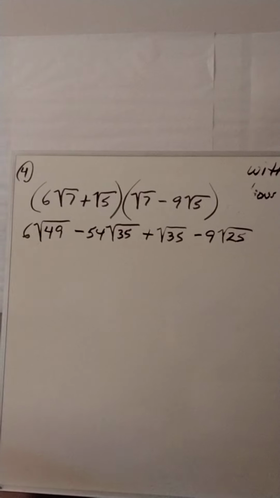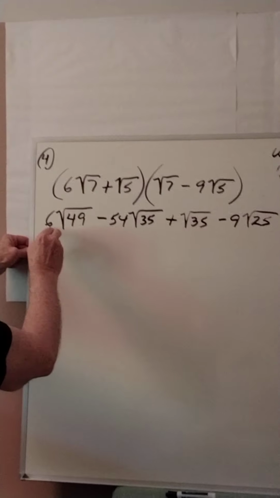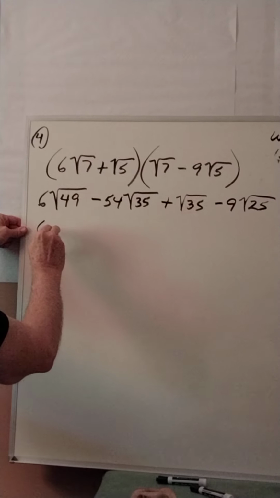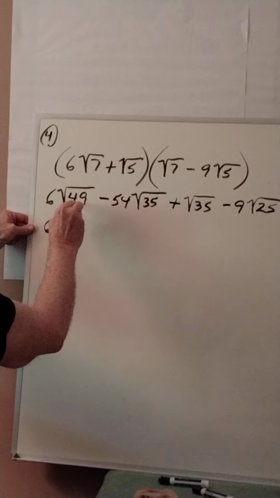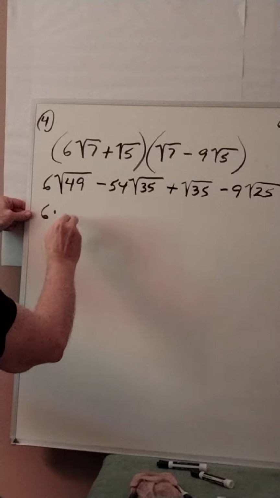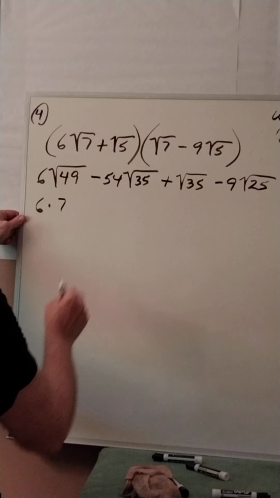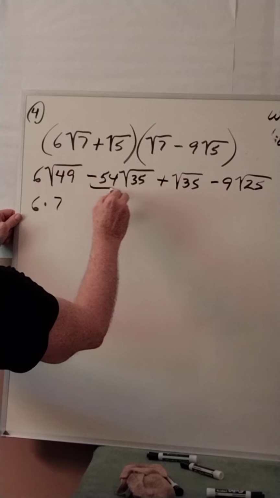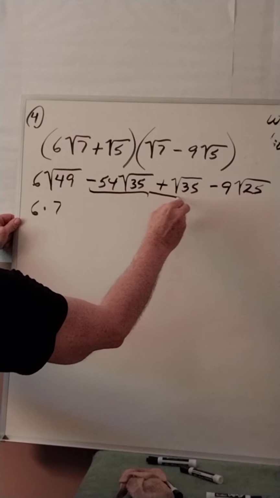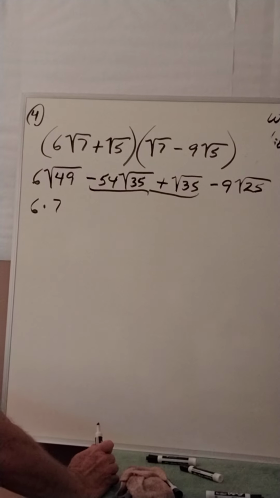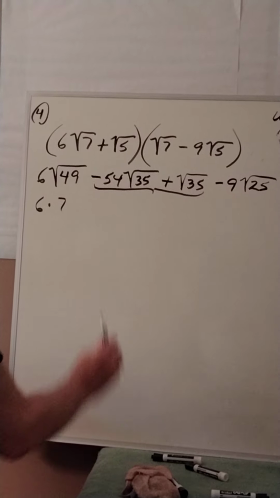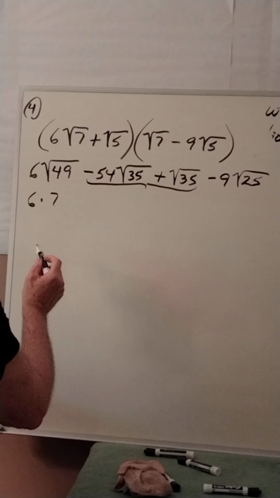Back to the left. Slow down. 6 times 7 represents a rational. These two fellows, you're not always going to have radicals, but the outer and the inner gave them to you again. They're like radicals.